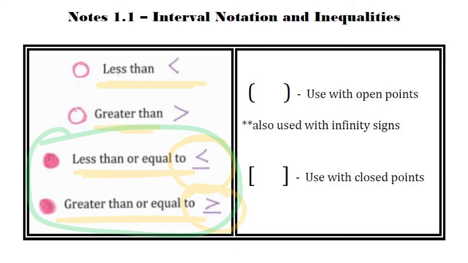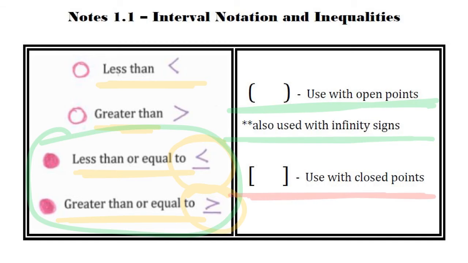And depending on if we're going to include the number or not, you'll see that we may use a parenthesis. So any kind of open points will include a parenthesis. Also, anything with an infinity sign would get a parenthesis. Whereas if we want a closed point, we want to count that value, you're going to use right here these brackets.